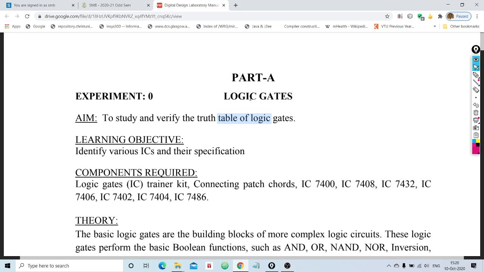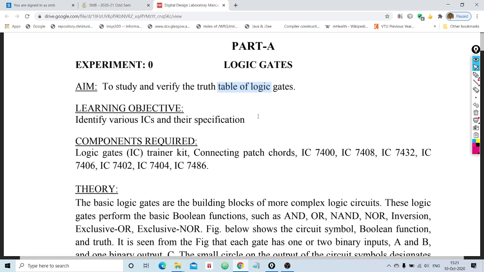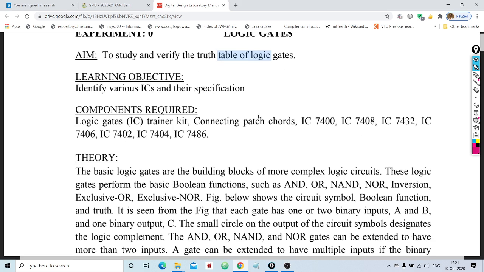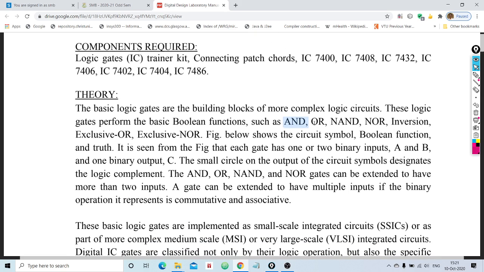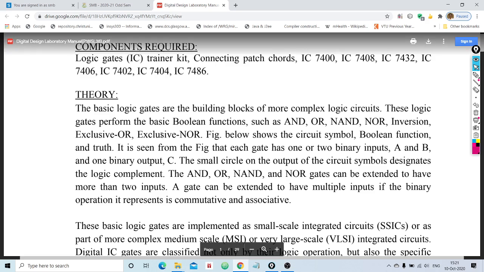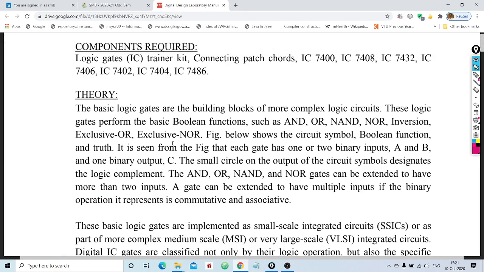I hope you have heard the word logic gate either in PUC or in theory classes. A logic gate, as the name itself says, is basically an electronic device which will perform a logical operation, right? It is a device which can take one or more inputs and produce a single bit as an output. Clear? Okay. The logic gates that we will study in these experiments are AND, OR, NAND, NOR, XOR and exclusive NOR, right? Clear? Okay.